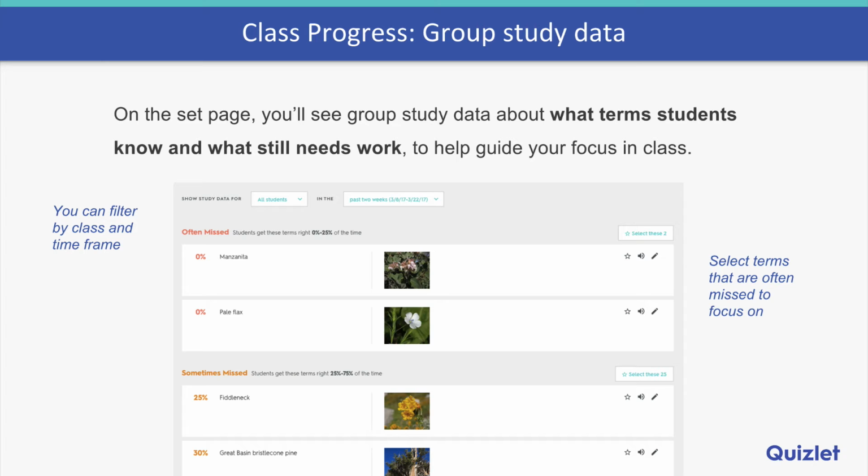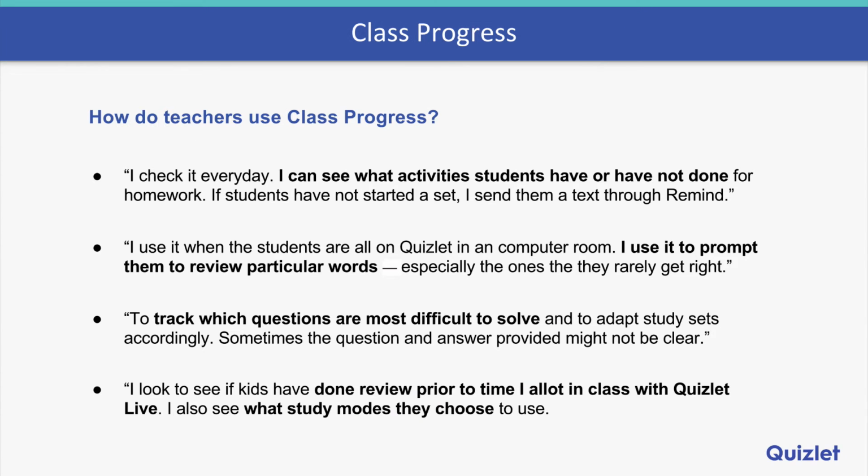And this view shows most missed to least missed terms by that group of students. So that's also really helpful. So how do teachers use class progress? Now that we've seen what it offers, how can you actually apply this?